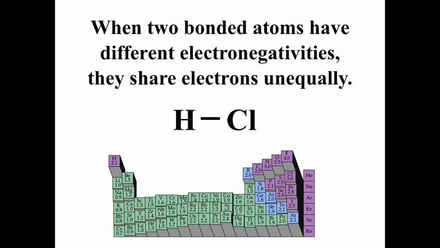When we have two atoms bond together, and those two atoms have different electronegativities, then they don't share electrons equally. An example of this would be the molecule HCl, and hydrogen has an electronegativity of 2.1, chlorine has an electronegativity of 3.0, which is higher, and so chlorine gains electrons relatively speaking, or attracts electrons compared to hydrogen. And the electrons that are nominally shared in this chemical bond are pulled a little bit more towards the chlorine, a little bit less towards the hydrogen.